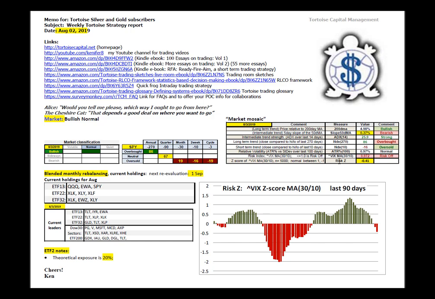That's computed by finding the 30-period moving average of the VIX divided by the 10. The risk Z is a 5,000 period look back and then finding the average and standard deviation, then computing the Z score, and that's at minus 0.41 or 0.41 standard deviations below the very long-term average. You can see that 90-day histogram.